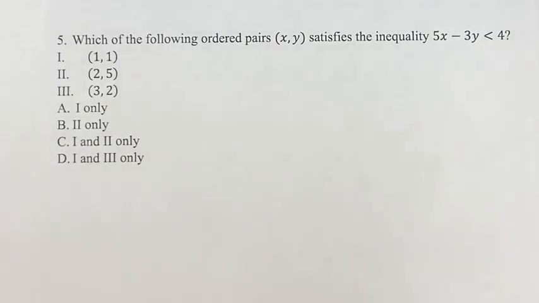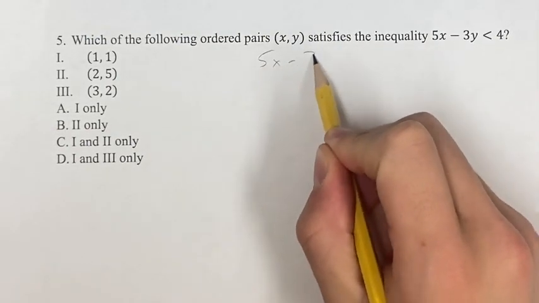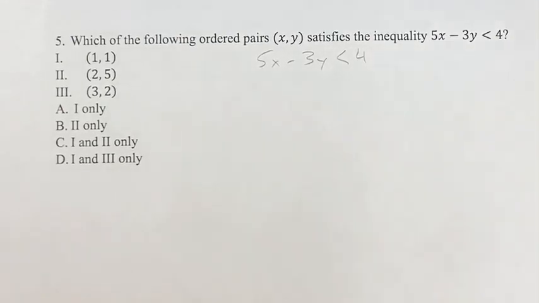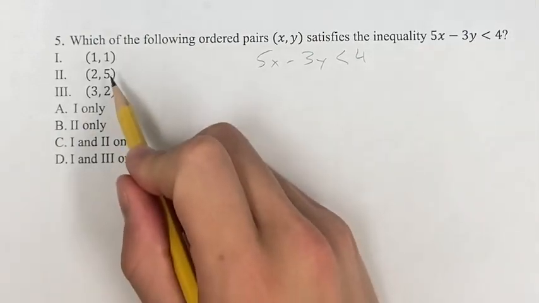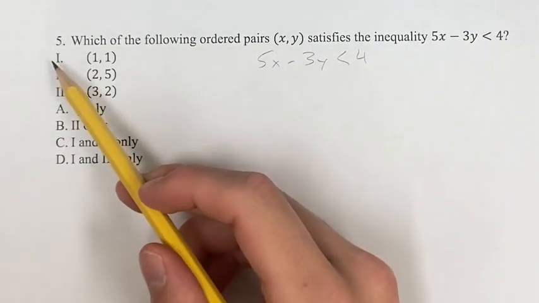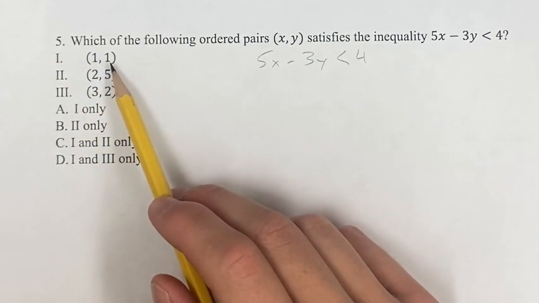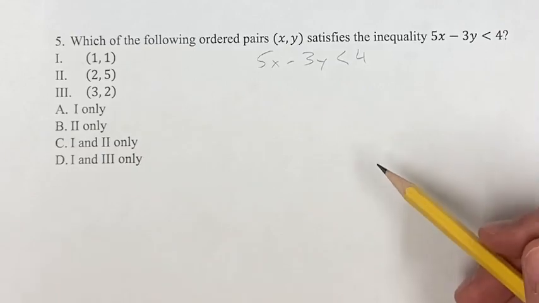In this problem, we're given three ordered pairs, and we're asked which of them satisfy the inequality 5x minus 3y is less than 4. So the easiest way to go about solving this problem is just to plug in each of these points into the inequality and see if it holds. So for instance, for the first point, 1, 1, we would plug in 1 for x and 1 for y and see if the inequality is still true.